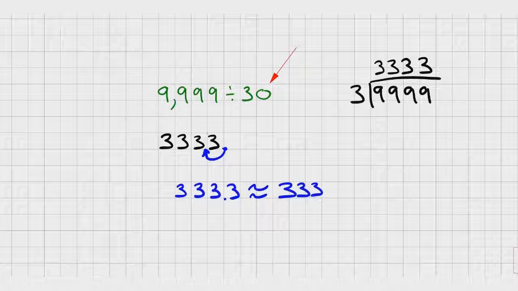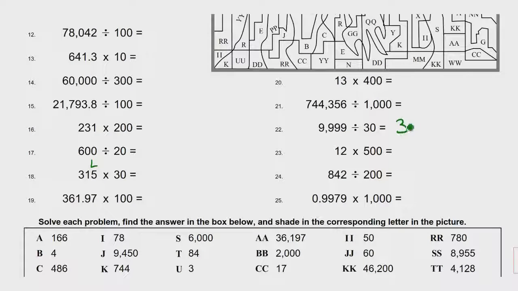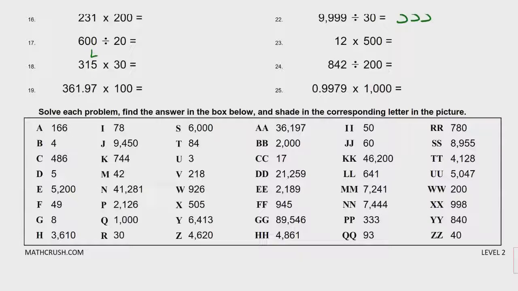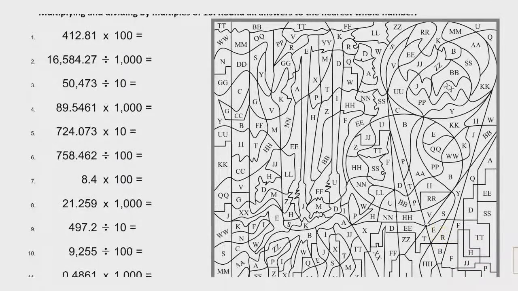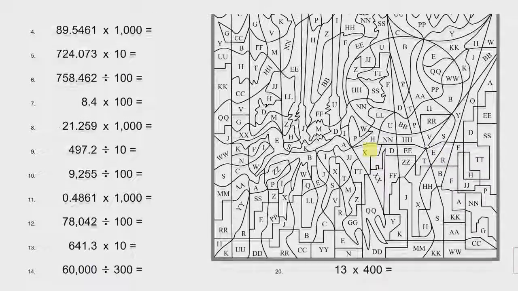We come over to our worksheet, we write 333 for our answer. We find 333, which is what letter? 333 is PP. And you come up here and you look for all your PPs, not P, but PP.